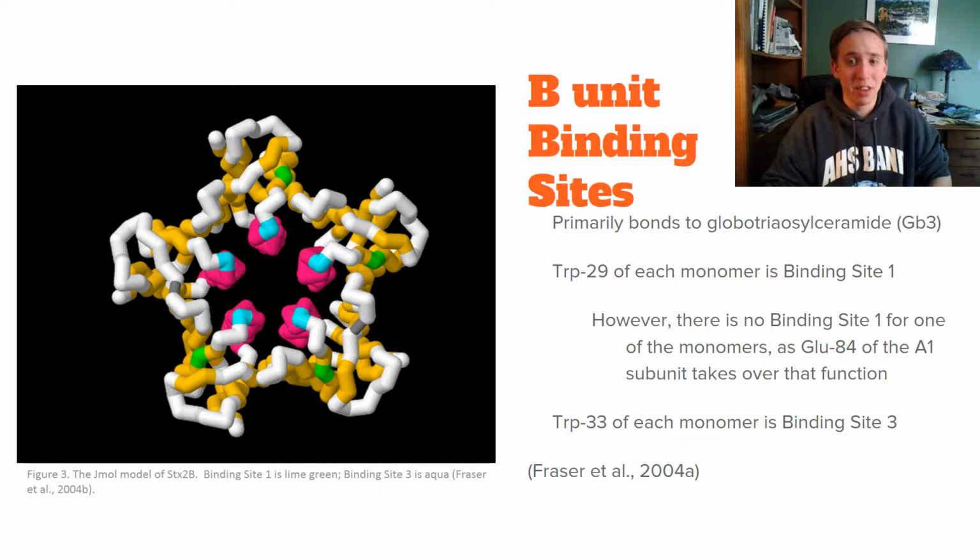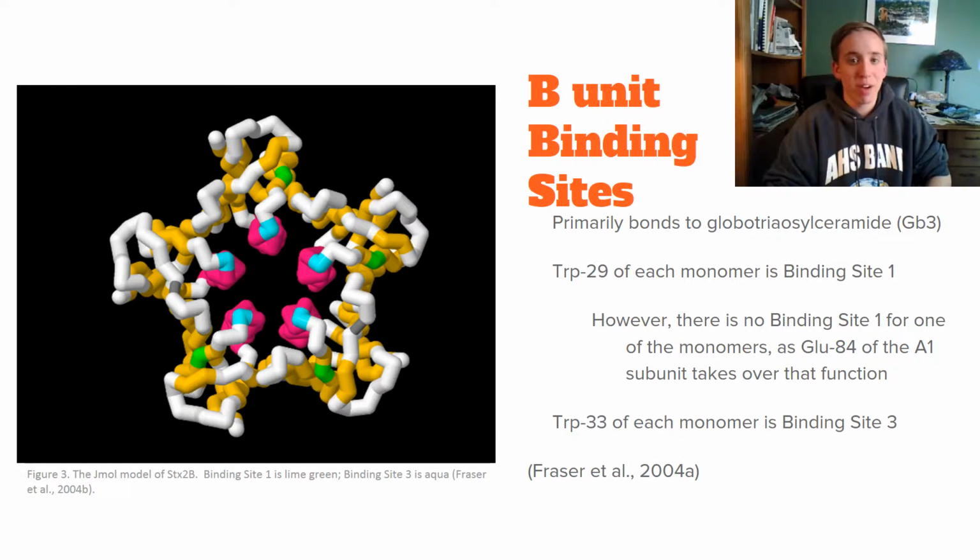As previously stated, the primary function of STX2B is to bind to the glycolipids on the exterior of cells. In most cases, the B unit binds to a glycolipid known as globotriaosylceramide, thankfully abbreviated to GB3. The tryptophan amino acid at residue number 29 in 4 of the 5 monomers is displayed in lime green in figure 3. This is binding site 1. It is not present in the 5th monomer since the A1 subunit feeds through the B unit, and the glutamic acid at residue number 84 in the A1 subunit obstructs this tryptophan residue.